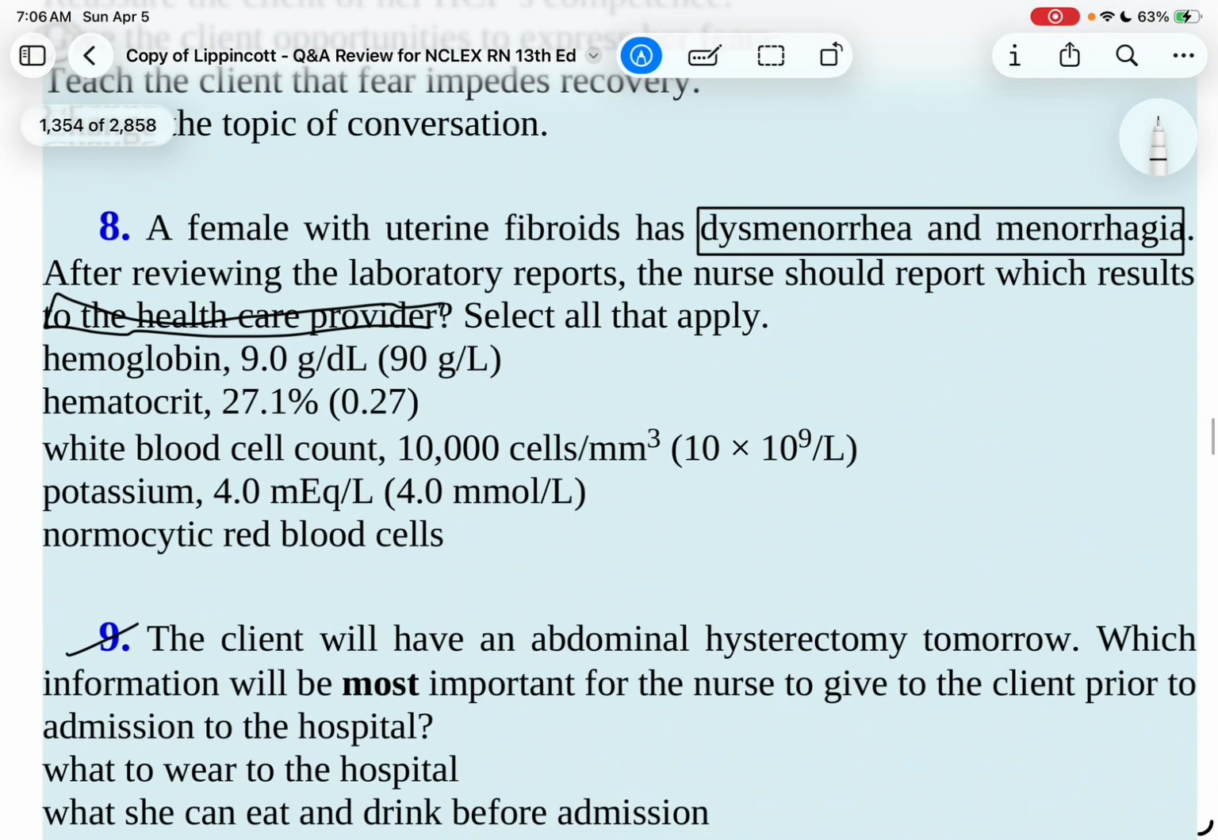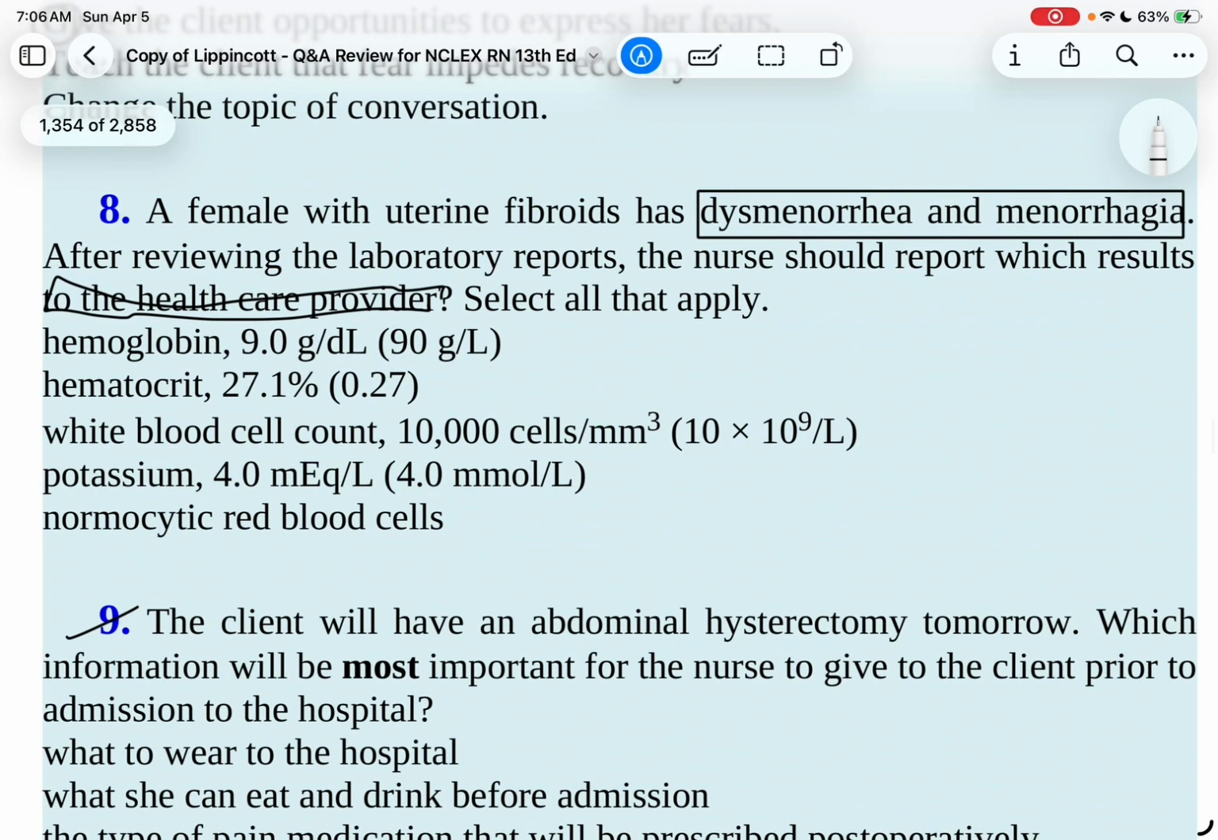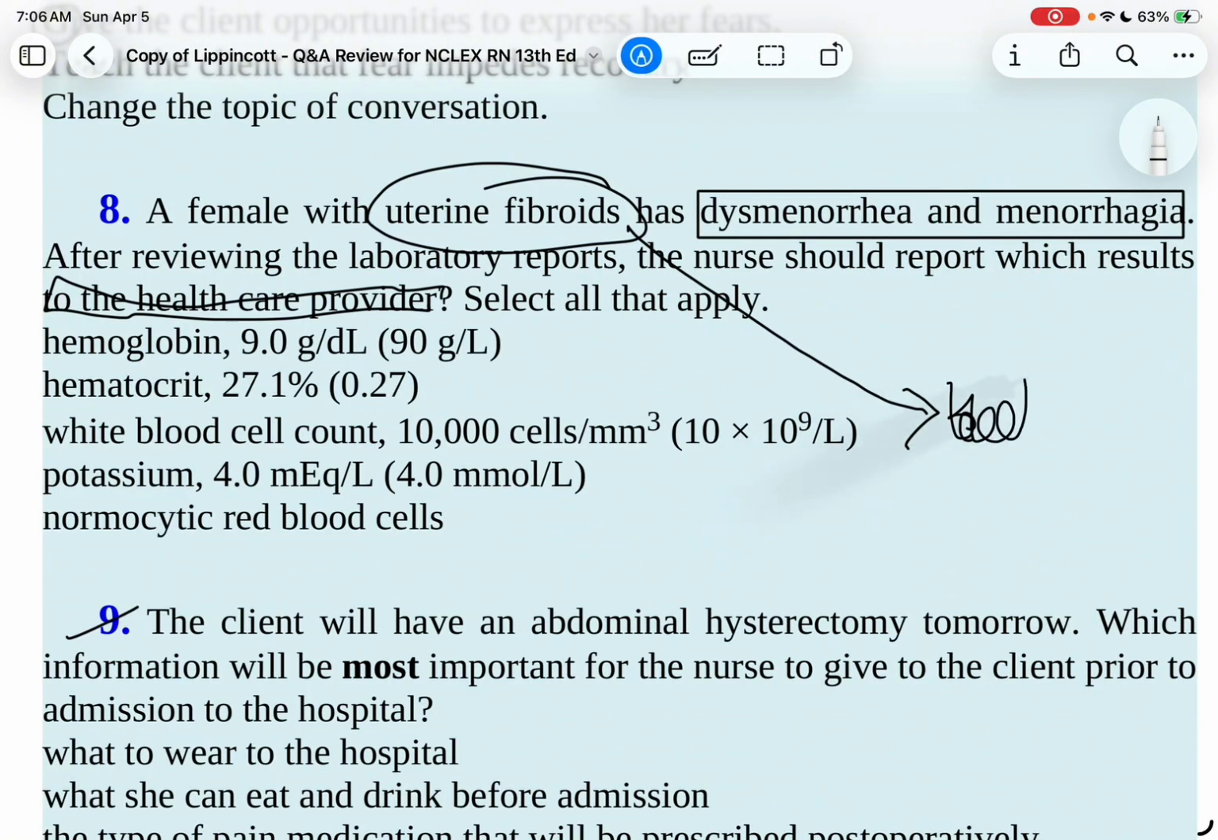Dysmenorrhea and menorrhagia. After reviewing the laboratory reports, the nurse should report which results to the healthcare provider? If she has uterine fibroids, more likely she will also have bleeding, so menorrhagia or dysmenorrhea. Dysmenorrhea is painful menstruation, right? So the hemoglobin and hematocrit would be low.